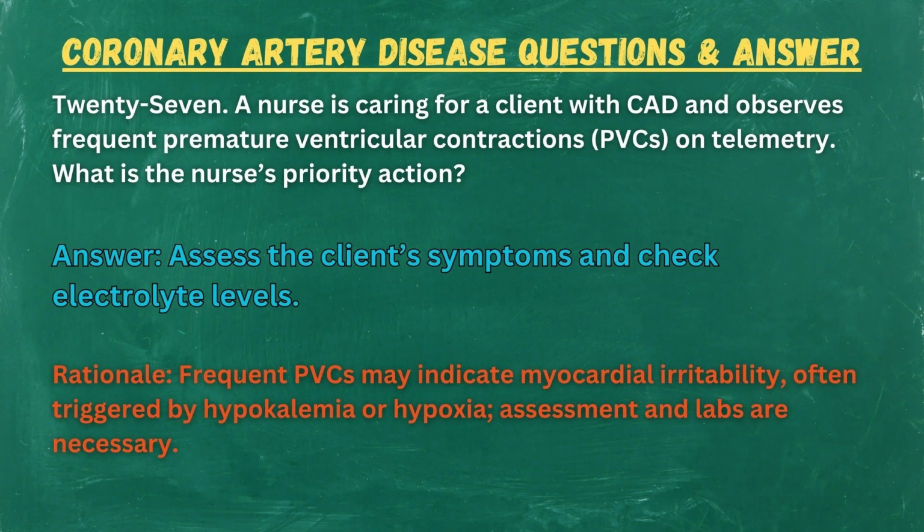27. A nurse is caring for a client with CAD and observes frequent premature ventricular contractions, PVCs, on telemetry. What is the nurse's priority action?